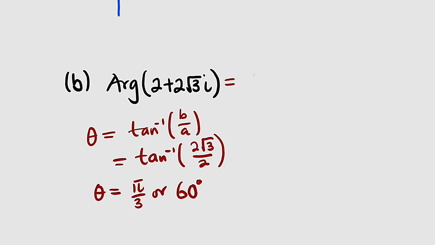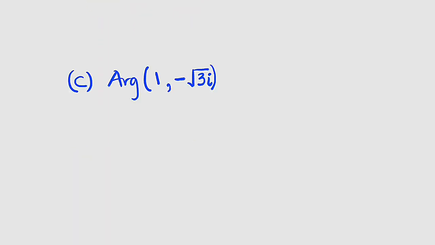Therefore, you can write here that the argument of this complex number is either pi by 3 or, in degrees, 60 degrees. Question number 3. Observe that the real part is positive, but the imaginary part is negative. So which quadrant is this one? Remember, if you have your quadrants like this, the real part is only positive in the first and the fourth quadrant.